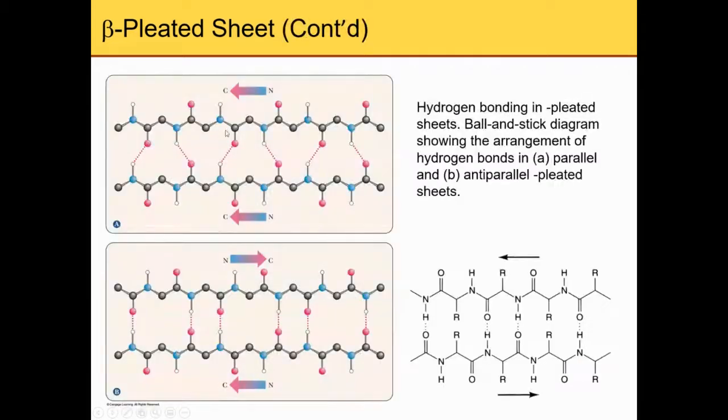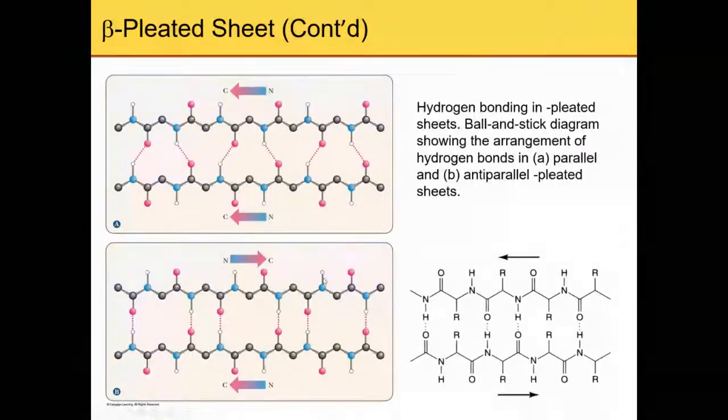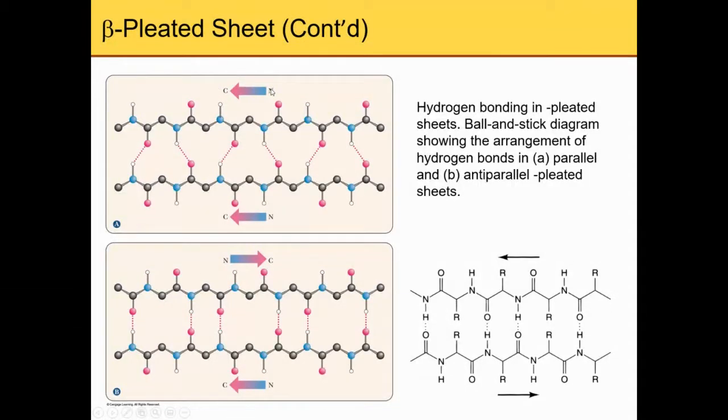So just like this, you have this parallel and anti-parallel. So this is from N terminal to C terminal, and N terminal to C terminal. And then this hydrogen bond in between these two different sheets here, all right? So that's the hydrogen bond between these two different sheets.